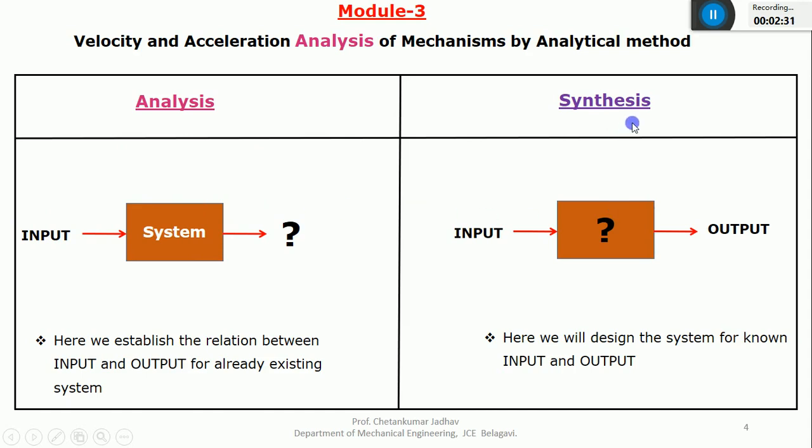And in synthesis, you know the input and you know the possible, required outputs. Based on these inputs and outputs, you need to design the system. You need to design the link lengths, and whatever parameters are required for fabrication work, you have to decide those parameters, which is called synthesis. So this is the only difference.